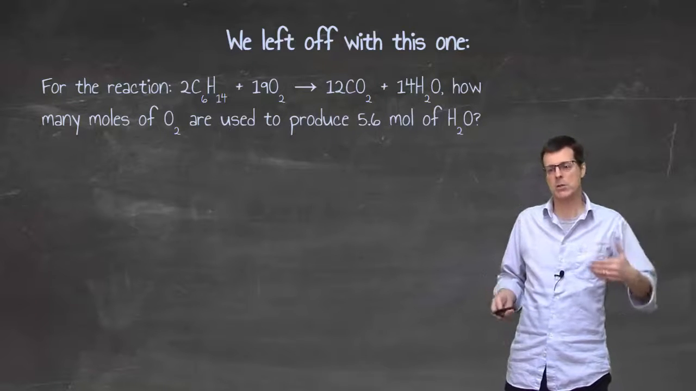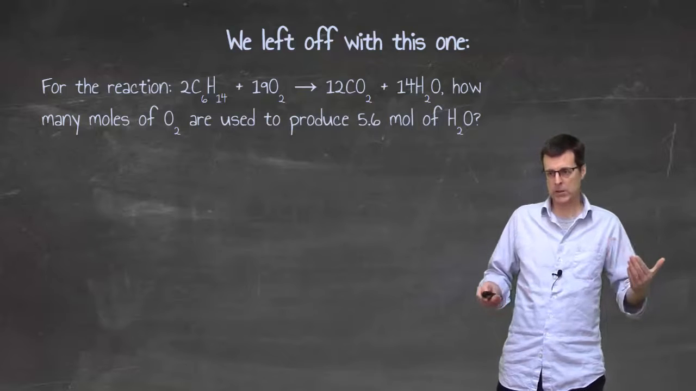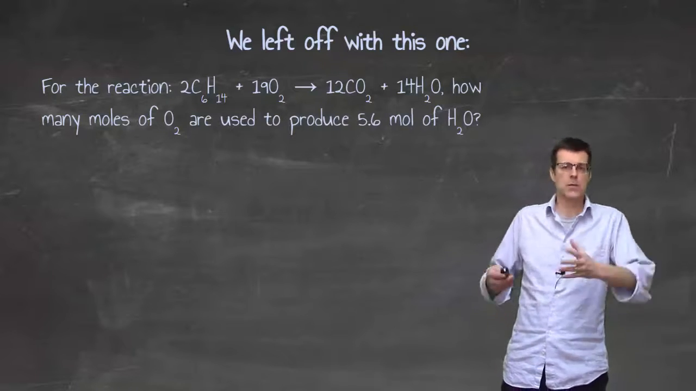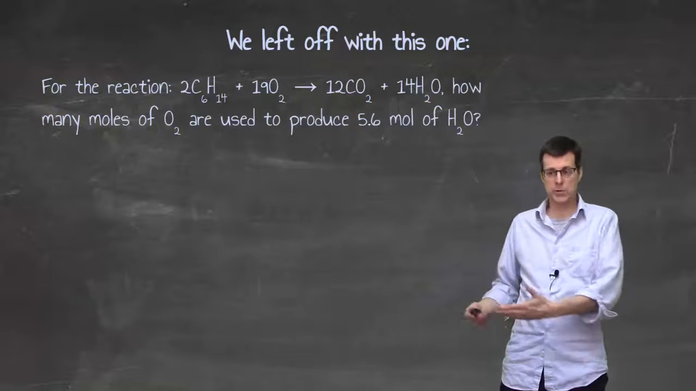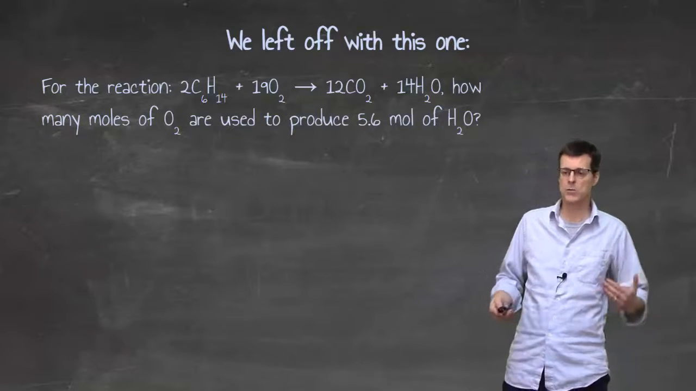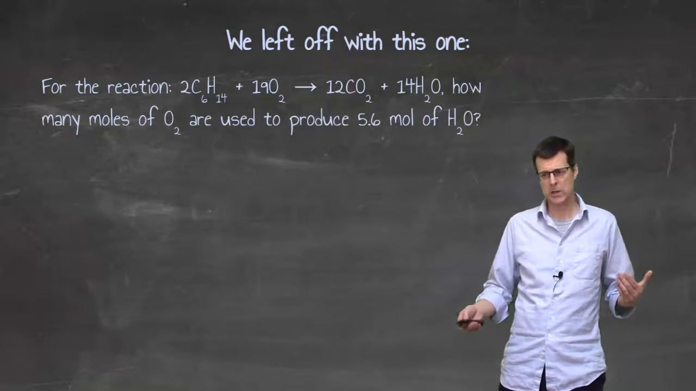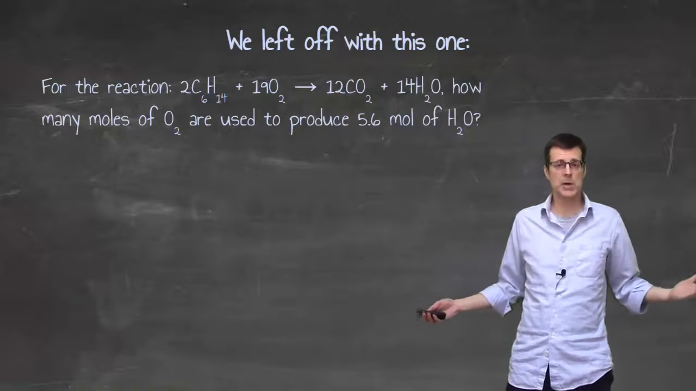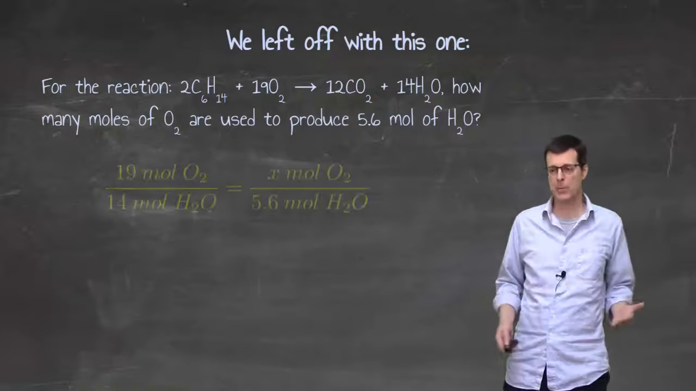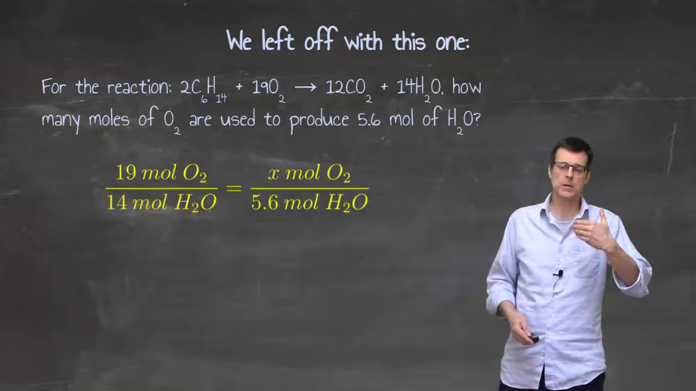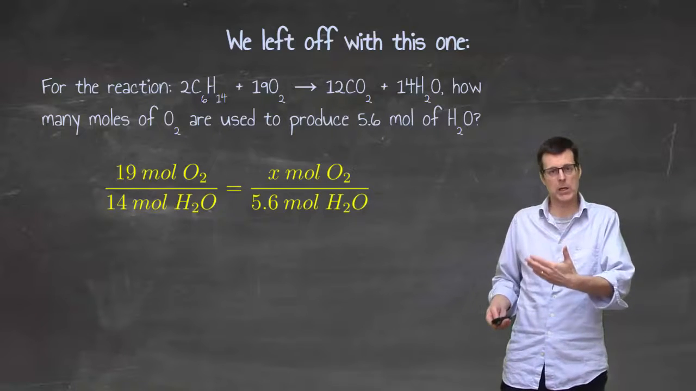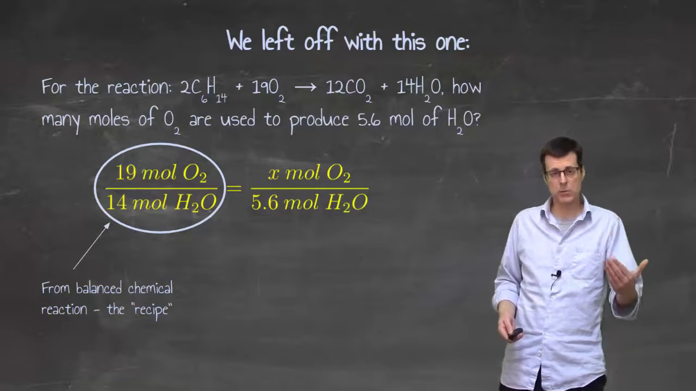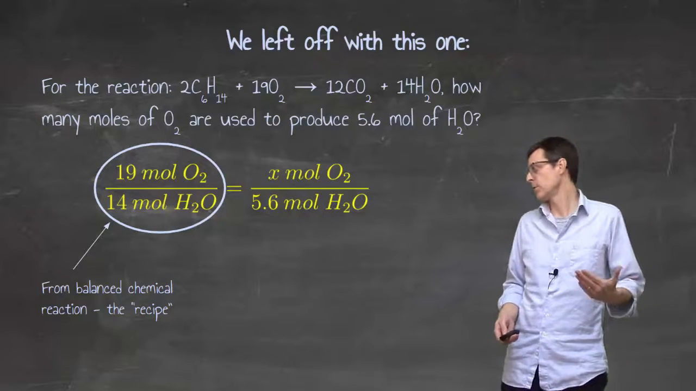So we had a reaction where the thing we were interested in was 19 moles of oxygen that would be part of a reaction to produce 14 moles of water. And the question was, well, how many moles of oxygen would I need to produce 5.6? So different from the balanced chemical reaction, but still following that pattern. And the numerical answer was I start with a ratio where half of the ratio comes from the balanced chemical reaction, the recipe of the reaction.